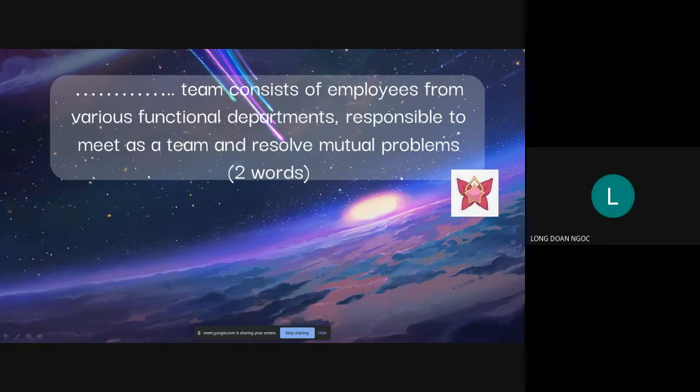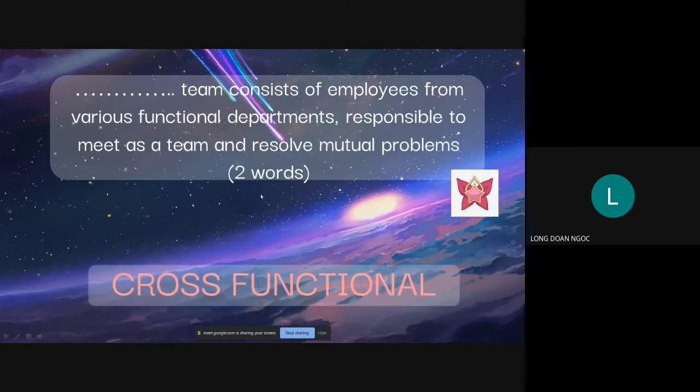Oh, I see two mates raised your hand at the same time. So let me pick Huỳnh Nhi, please. Is it a cross-functional team, I think? Yeah, you're totally correct. Okay, which team are you from? Can I ask you that? I'm from Team 6. Okay, Team 6 gets 1 point.